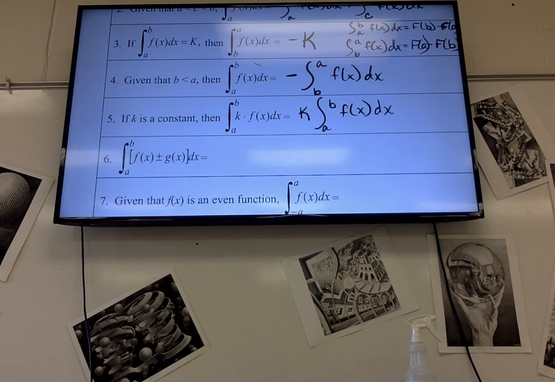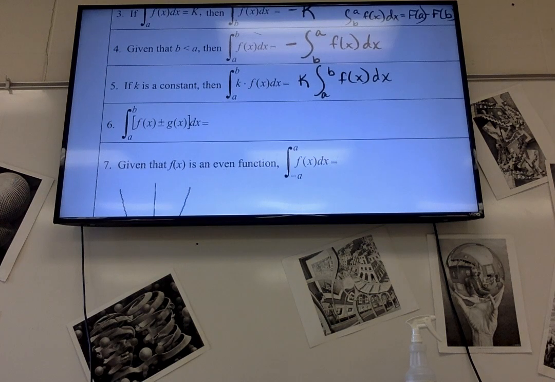Math people are usually not good spellers. Makes sense. That's why k is everything. Coefficient, constant.